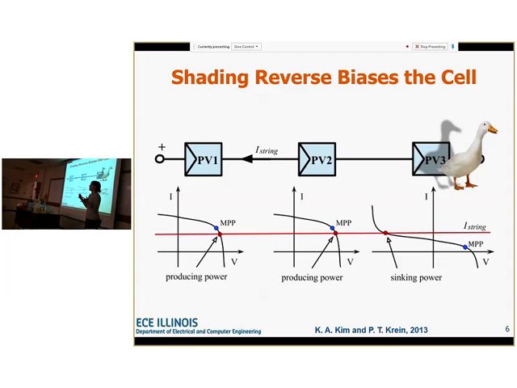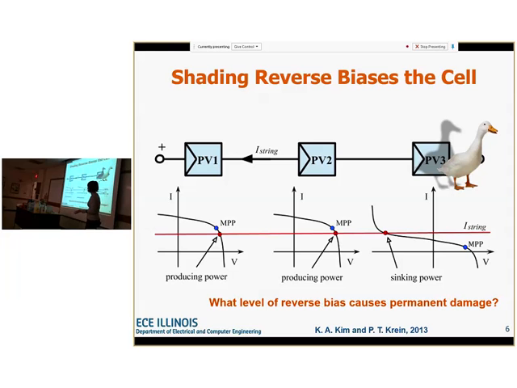Okay, so the next question is, we know this happens, but how much does it need to be in reverse bias in order to start causing damage? So the question I'm looking at is what level of reverse bias actually causes permanent damage, and how can we better understand what's happening within the cell when it becomes hot spotted?